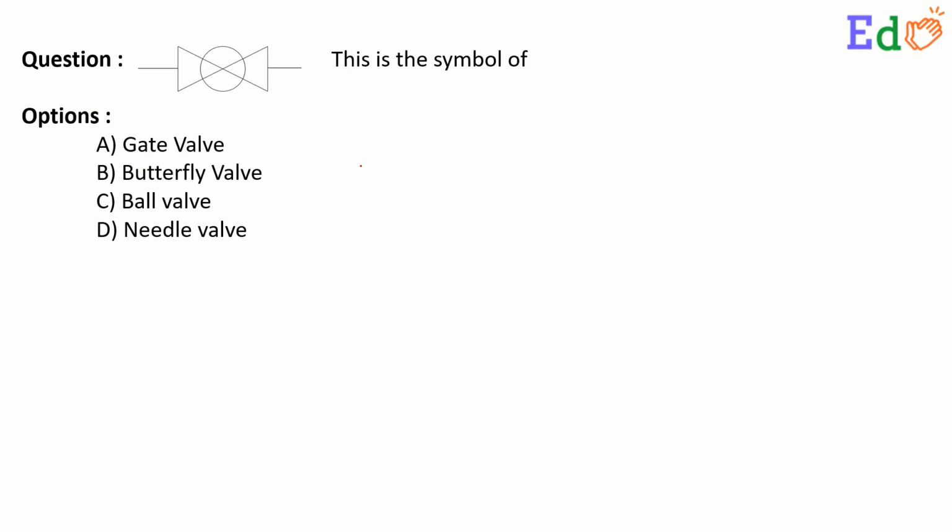Here the question, the symbol is given. This is a symbol of... the options are given: A. Gate valve, B. Butterfly valve, C. Ball valve, D. Needle valve.